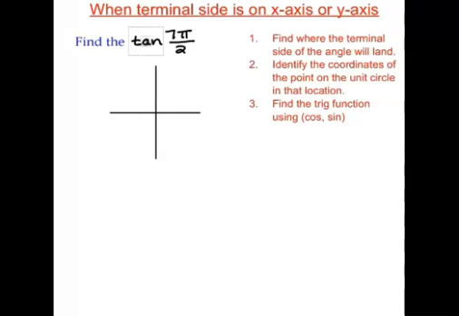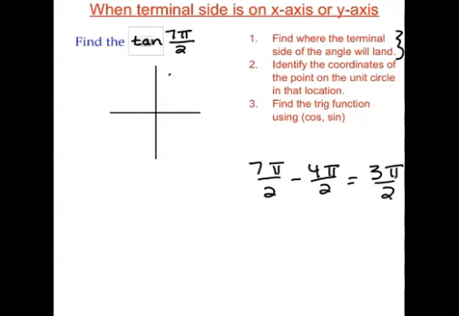Now, just to kind of finish up with when the terminal side is on the x-axis or y-axis. These are the directions. Find where the terminal side of the angle will land. Identify the coordinates of the point on the circle in that location and find the trig function. So again, I want this to be between 0 and 2 pi. So I'm going to take 7 pi over 2, subtract 2 pi, and I get 3 pi over 2.